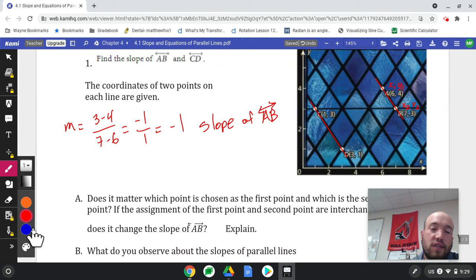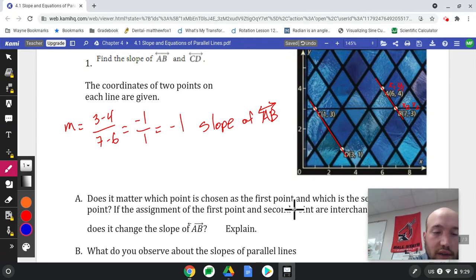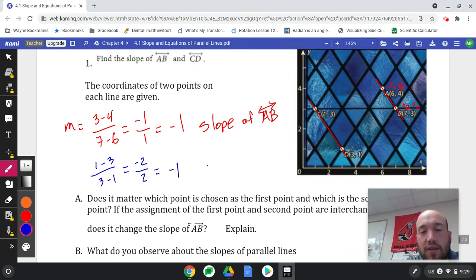Now to find the slope of CD, we'll do the same thing. I'll use blue here. So there's our 2 points. If we use this as x1, y1, this is x2, y2, then it's going to be 1 minus 3 all over 3 minus 1. This time we'll get negative 2 over 2, but hopefully you know that reduces to negative 1. So what do we notice about these two slopes? Hopefully you notice they are the same. And we'll come back to that in a second.